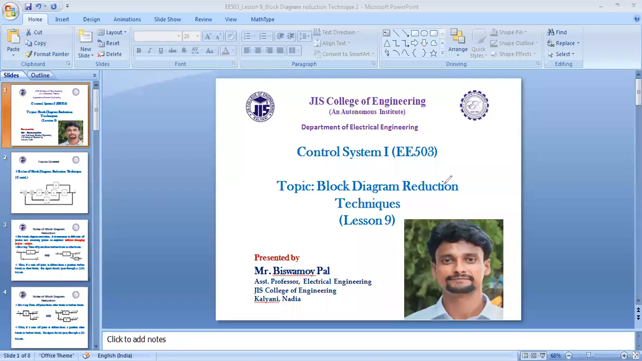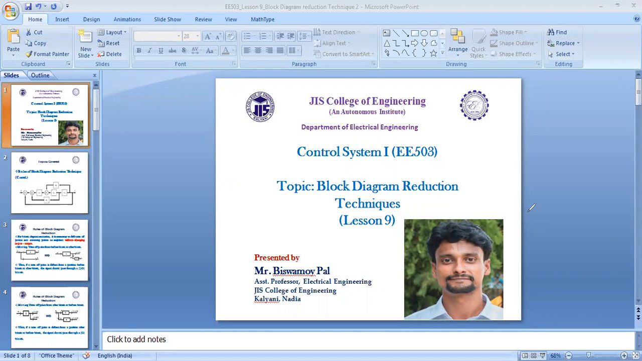Welcome you all to this new session on block diagram reduction technique. In last lesson, we discussed the basics of block diagram reduction technique, block diagram representation of a complex control system. Today we'll be discussing the continuation of the rules.